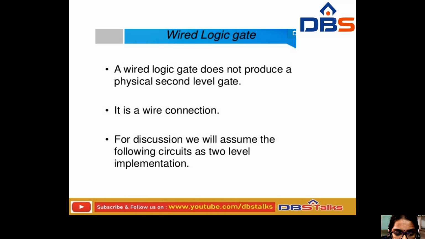A wired logic gate does not produce a physical second-level gate. Definitely it does not produce a physical second-level gate, but sometimes, as a wired connection, it may not be dependable. And next, for the discussion we will assume the following circuits as a second-level, two-level implementation of gates.